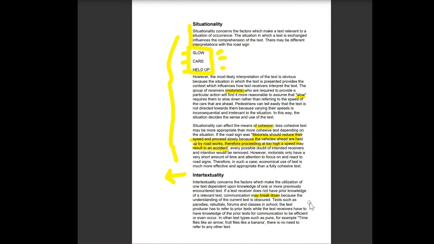Let's continue. Texts such as parodies, rebuttals, and reviews, and classes in the school: the text producer has to refer to prior texts, while the text receivers have to have knowledge of the prior text for communication to be efficient or even occur. In other text types, such as puns, for example, "Time flies like an arrow, fruit flies like a banana," there's no need to refer to any other text because it's simple what they are talking about. They have a simple meaning.